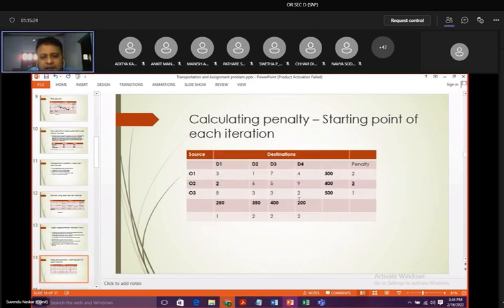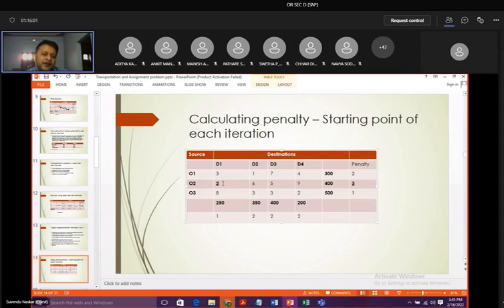This is the first iteration, where the row penalties are 2, 3, 1 and the column penalties are 1, 2, 2, 2. Among these, 3 is the maximum penalty, and the minimum cost in that row is 2. I may be making a mistake, so anybody who has it correct, just correct me, but the logic remains the same. 3 is my maximum penalty row, and in this row 2 is my minimum cost route. There is no tie, so I do not have any conflict.